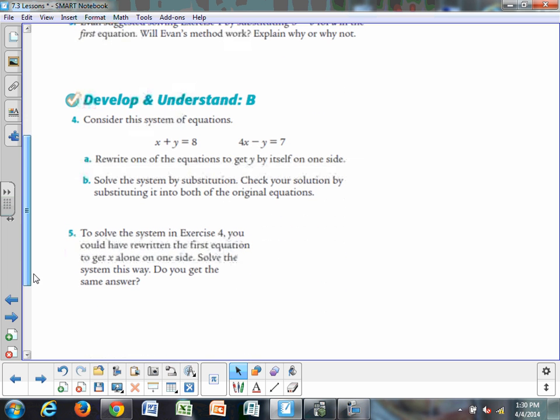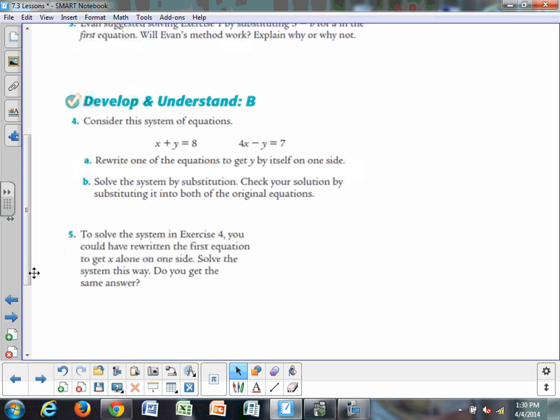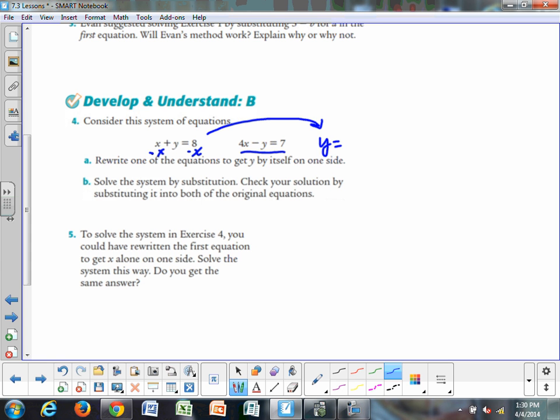Okay. Sometimes you have to solve for a variable first before you substitute, and that's the case here. So we have x plus y is equal to 8, and 4x minus y equals 7. If I solve this first equation for y, I'll just put that over here. What I need to do is just subtract x from both sides. And if I do that, I get y is equal to 8 minus x.